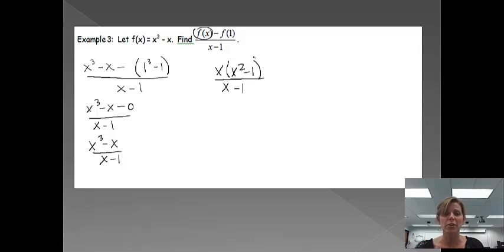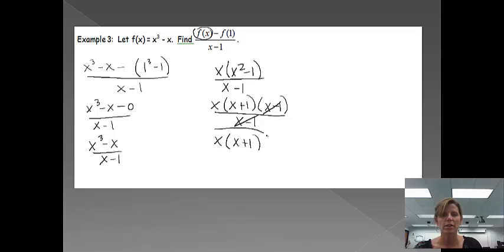And then I do notice that I have a difference of squares, so I get to keep going. Lucky me. All right, so this is going to factor as (x plus 1)(x minus 1) all over x minus 1. And now we hit the bonus, because now I can cancel the x minus 1 in the denominator with the x minus 1 in the numerator, since we have all factors up there. And I will be left with x times the quantity x plus 1. So that will be my simplified answer to evaluating that expression. So now you should be able to evaluate functions at a certain point.